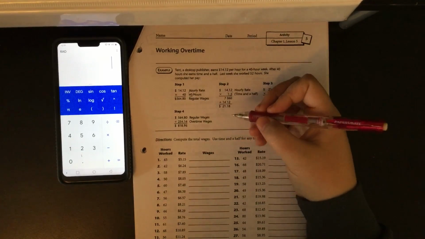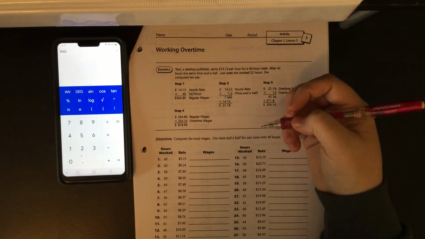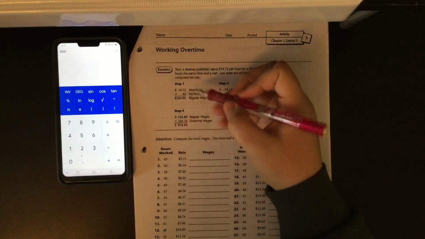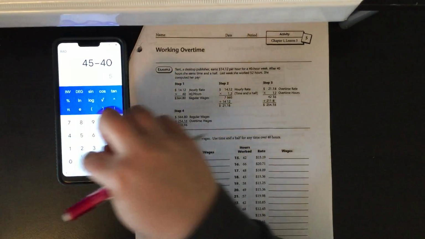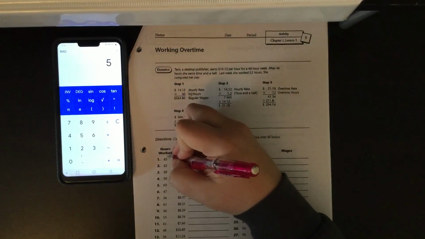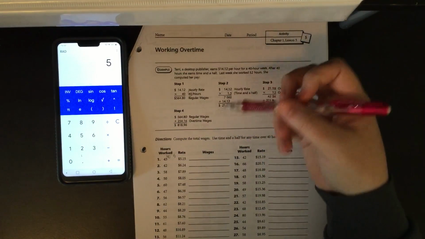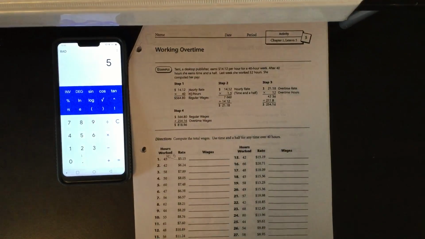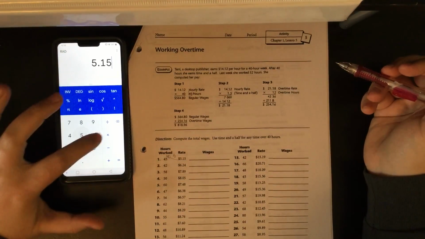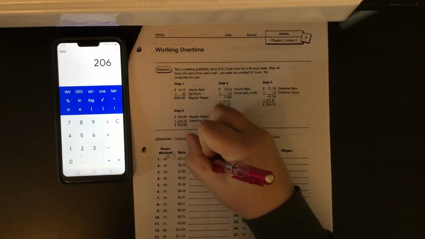So for the first part of this, you always want to find out how much you are working overtime. So you want to take the 40 and subtract it from the 45. So 45 minus 40, we can do that in our heads. We know that we're working 40 hours of regular and 5 hours of overtime. So we want to figure out how much we're making for our normal hourly rate. $5.15 times the 40 hours that we're working gives us $206 for just our normal rate.